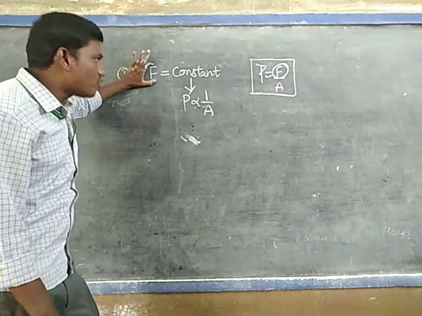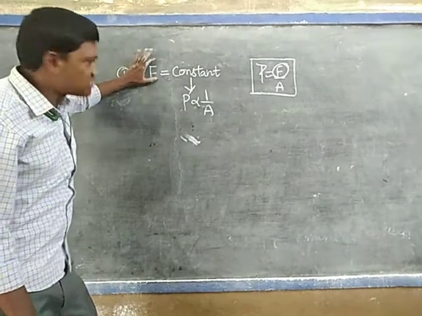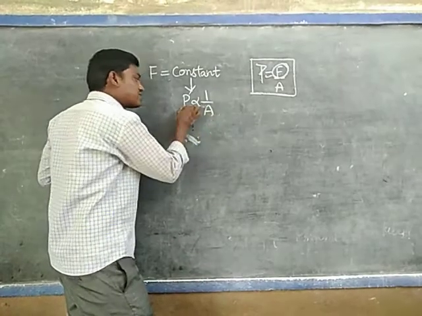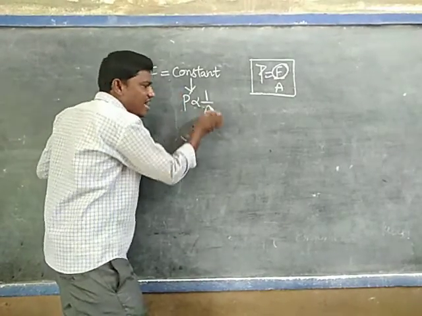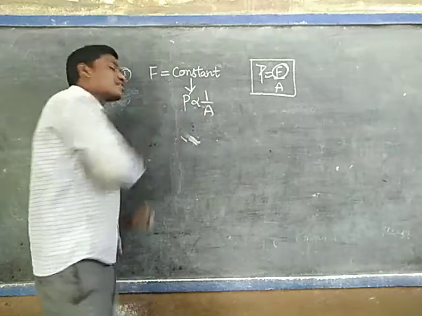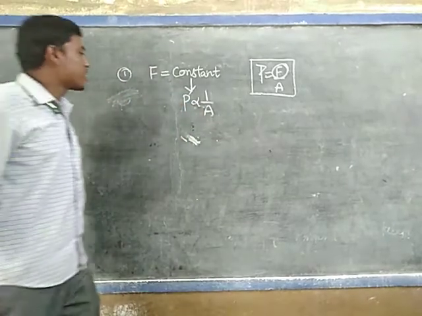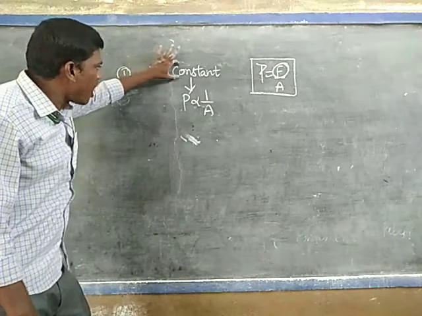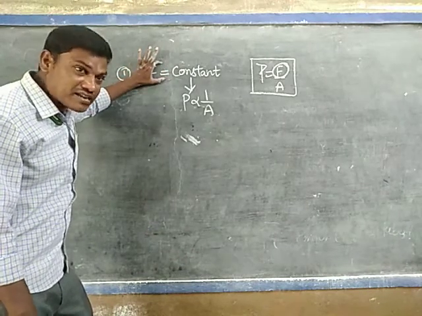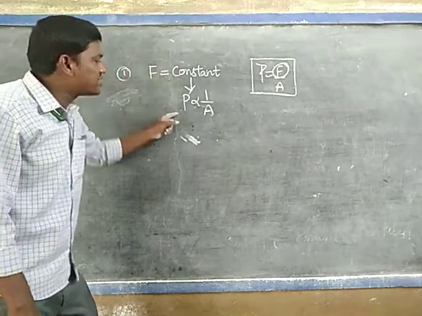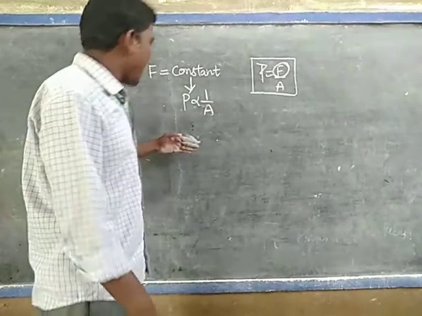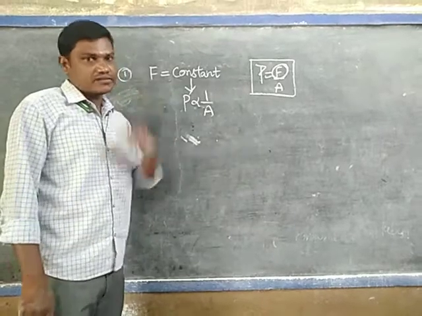So now, the applying force on the object is constant. If area is increased, pressure is decreased. If area is decreased, pressure is increased. Simply, when the applying force on the object is constant, pressure changes by changing the area of the cross section. I said this for the iron nail or a pen.